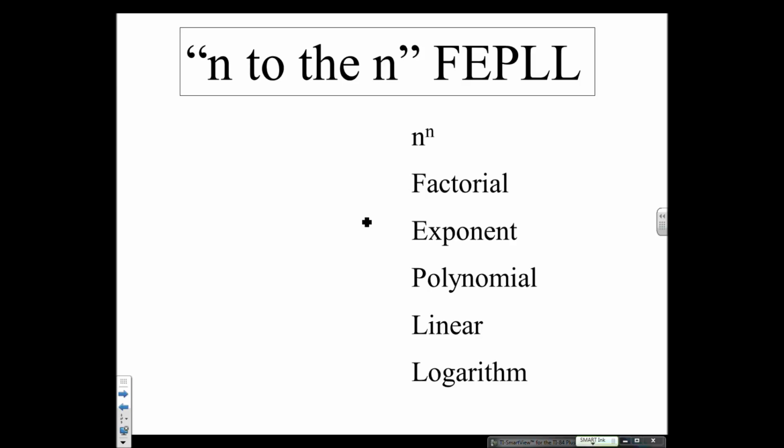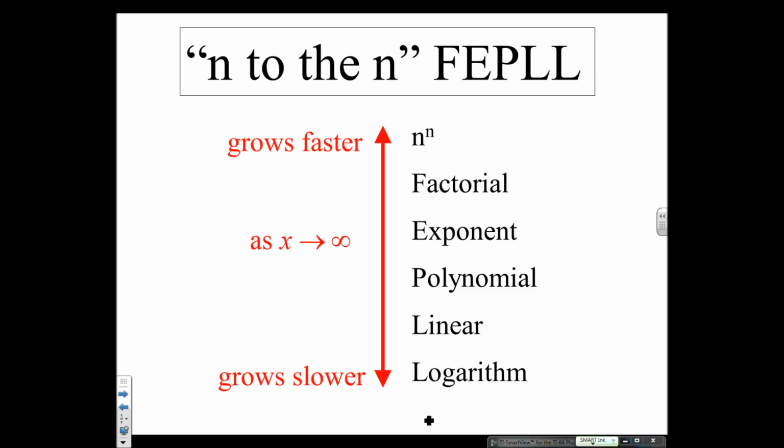the fastest. So we have n to the n, factorial, exponent, polynomial or power, linear, and then at the bottom here is logarithms. What this hierarchy means is that as x goes to infinity, the functions on top grow fastest, the functions on the bottom grow most slowly. They all go to infinity, but some go faster than others. So to help you remember the order, "n to the n febble."